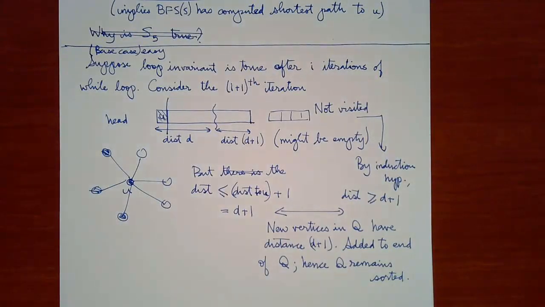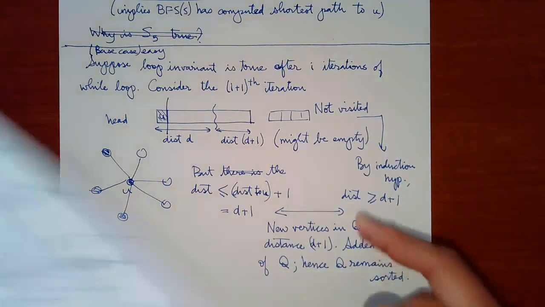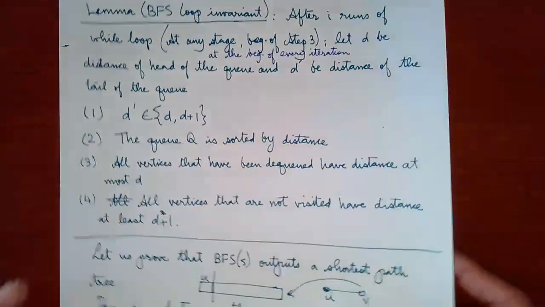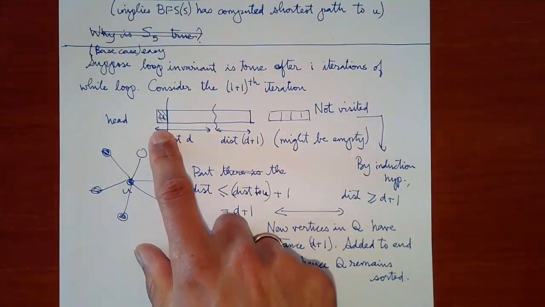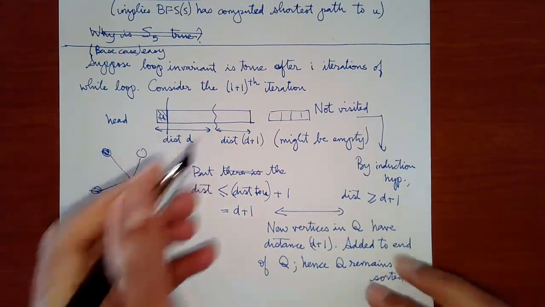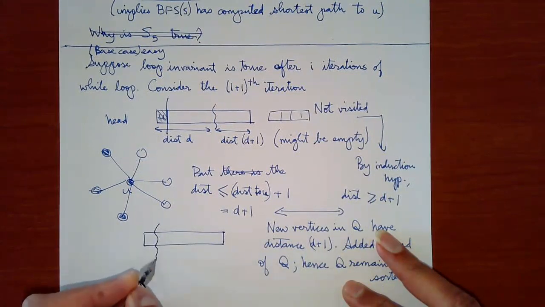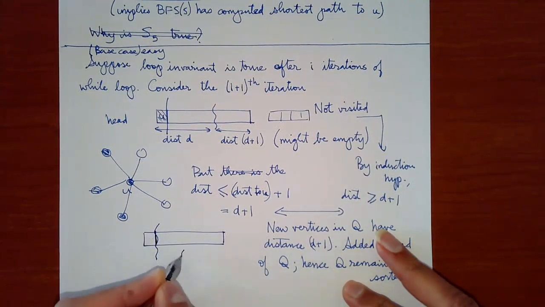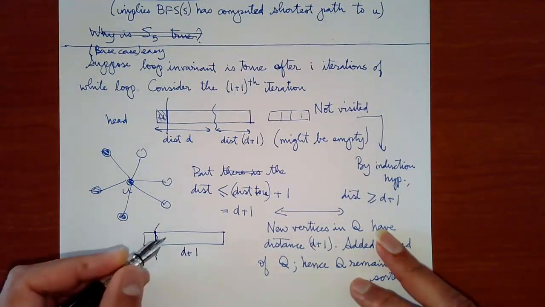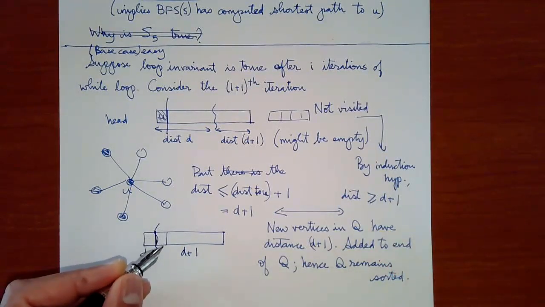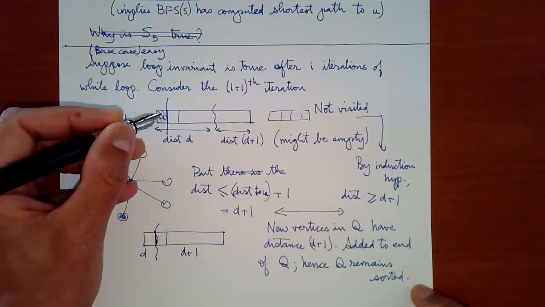Okay, good. I think the vast majority are following and understanding. So I proved that it remains sorted. I'm also proving that everything added has distance d plus 1. So mostly this is fine. The problem is that your proof has to have another case. Suppose this is all distance d plus 1 and this is distance d. This is when the head of the queue transitions from distance d to d plus 1. In this case, it doesn't transition.